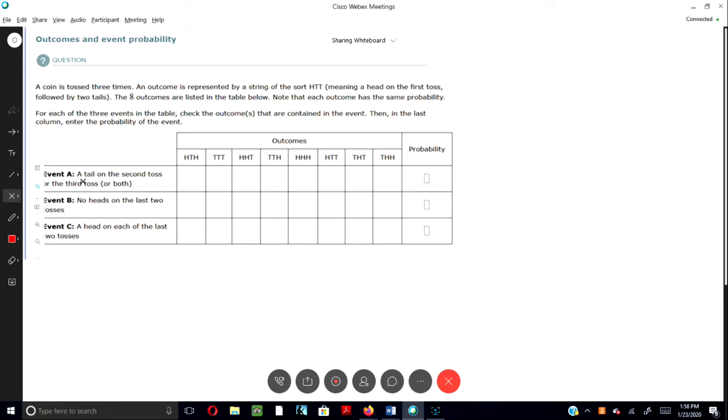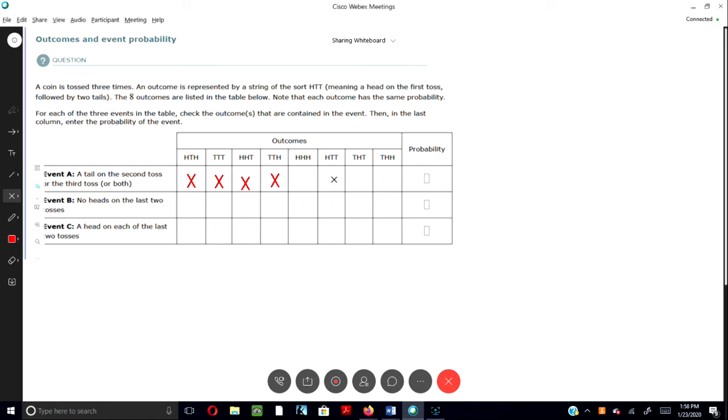Event A: a tail on the second toss or the third toss. So we're looking for a tail that's on the second or third toss. This has a tail on the second. This has a tail on the second and third. Here it says or both. Okay, this one has a tail on the third toss. This one has one on the second toss. This one has no tails.